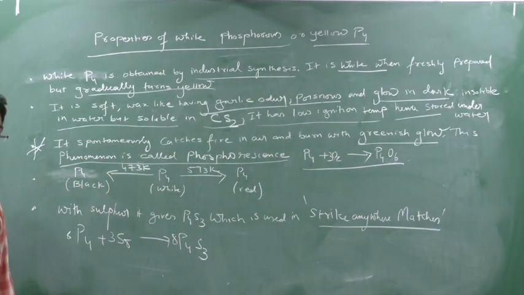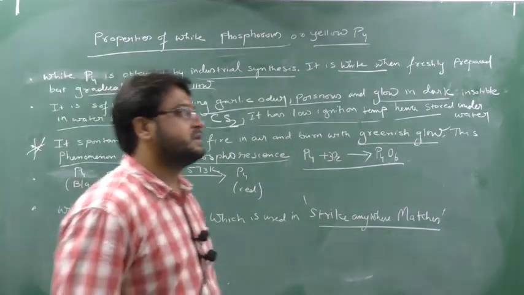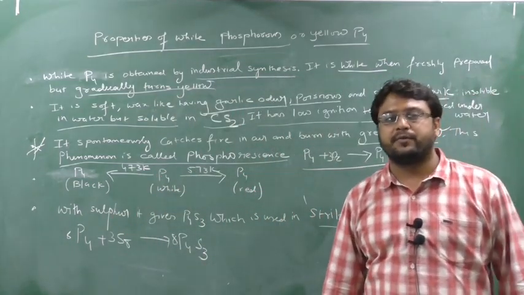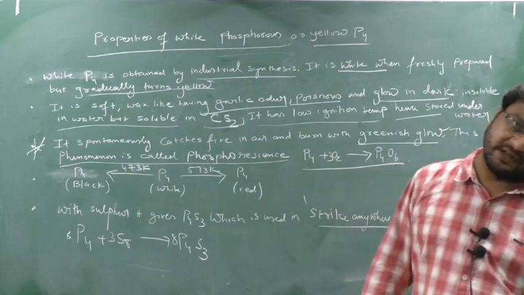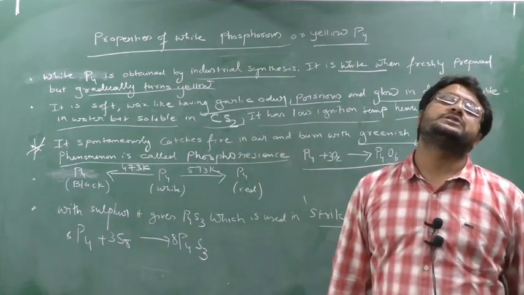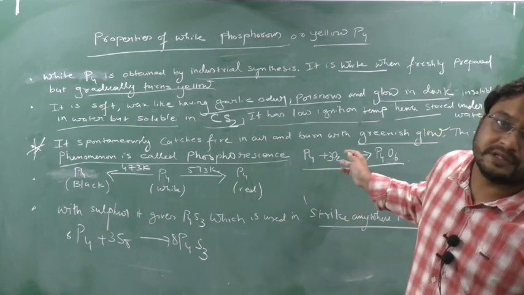What do you mean by phosphorescence? It means whenever white phosphorus is taken out of the water, it spontaneously catches fire in atmospheric oxygen, and whenever it catches fire in atmospheric oxygen, it burns with a greenish glow.